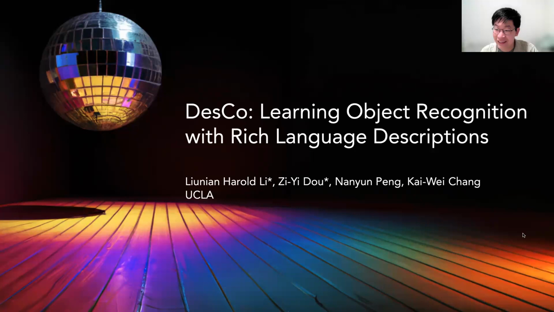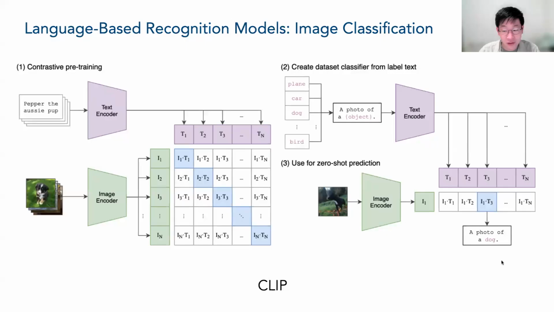All right, thank you for a very nice introduction. Today I'm very happy to share our work. I'm Harold, from UCLA. We call it DesCo, learning object recognition with rich language descriptions. By the way, this picture is generated by DALL-E. First I'll give some background on the motivation for developing this work.